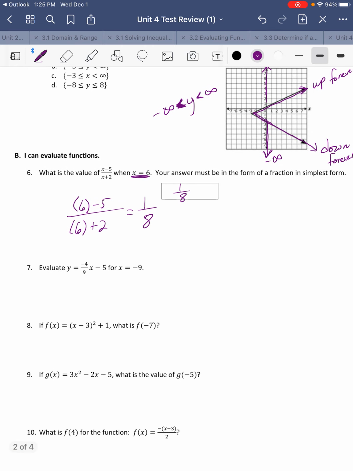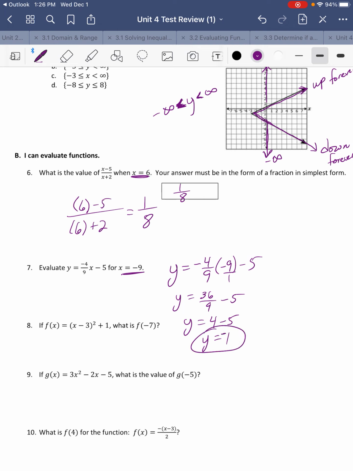1/8. Next one, x is going to equal -9. We don't know what the y is, that's what we're actually solving for. -4/9 times x minus 5. Multiplying fractions, multiply the numerators. So -4 times -9 is 36. 9 times 1 in the denominator is 9. 36 divided by 9 is 4, minus 5. The y value is going to equal 1. Oh, -1.